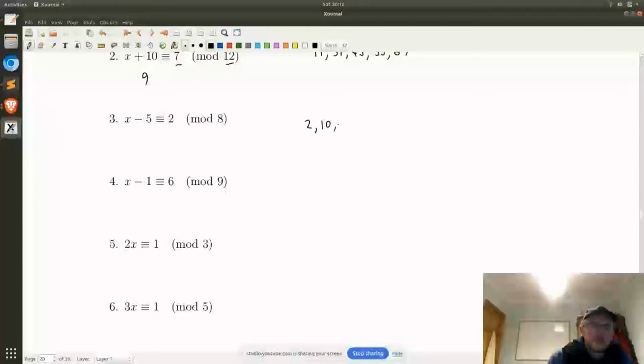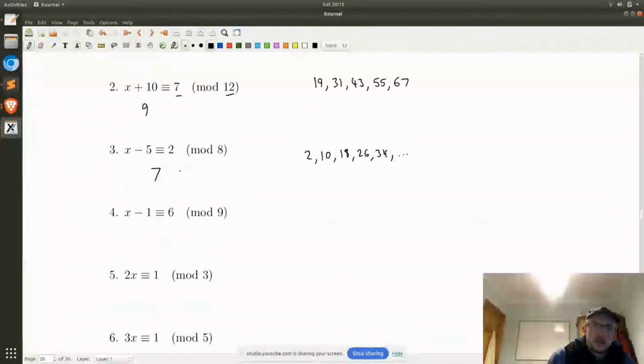Right. And then the smallest positive number which has this property, when I subtract 5 from it, I get that. So wouldn't the answer just be 7? I suppose.